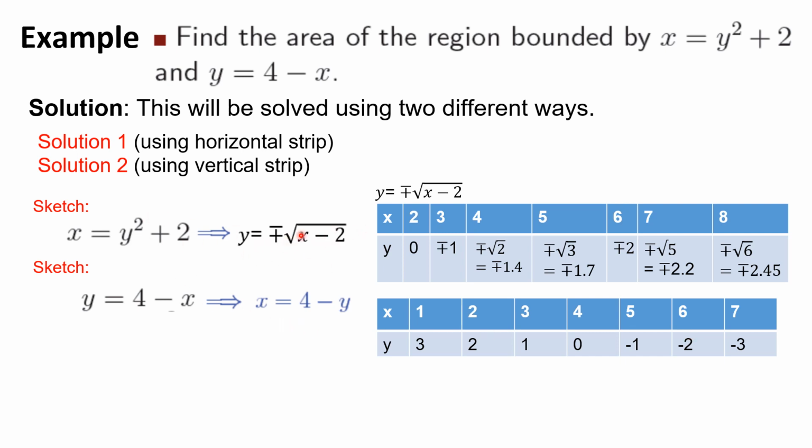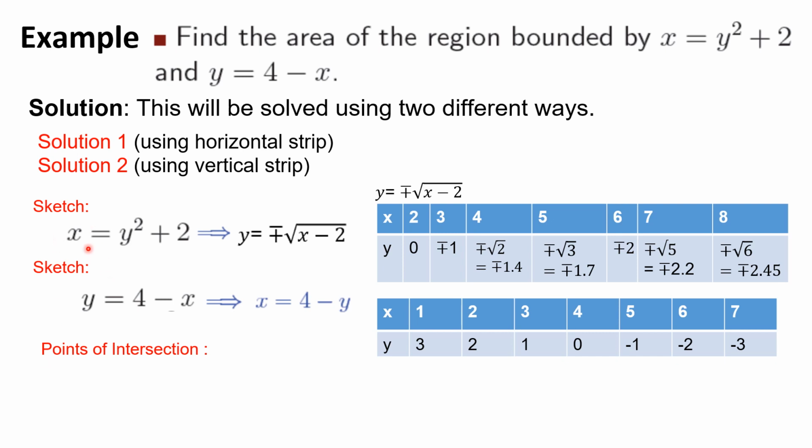This one is actually a parabola which opens to the right, because this is positive here. And this is a line which slants downward to the right, because the slope is negative. We also need to compute for the points of intersection of these two graphs, so that we will be able to indicate the area of the region. So that you now have the points of intersection.